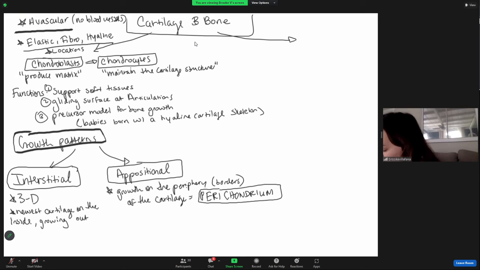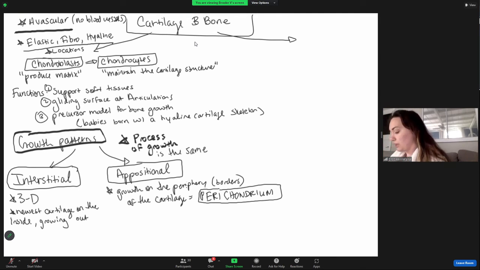But the big thing that you want to know for the test is that the growth patterns are different, but the process of growth is the same. See, my pencil's doing that thing again. Okay. Process of growth is the same.